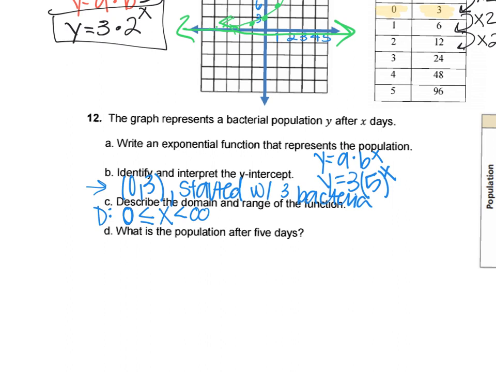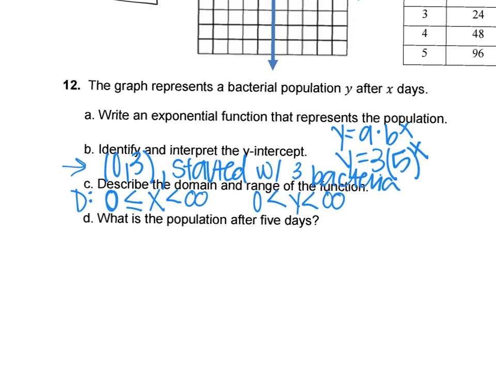The range is never going to cross that x-axis. So 0 all the way to infinity. And we're not including 0 because remember that's an asymptote. So that range is the same as all the other ones we've been doing. But just because it's a real-life scenario, we have to think sometimes there can't be negatives, and days cannot be negative. They can only be positive.